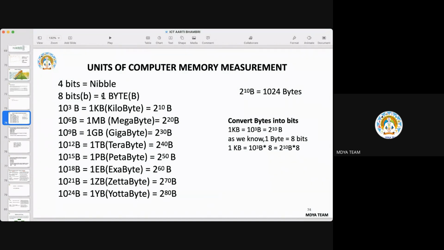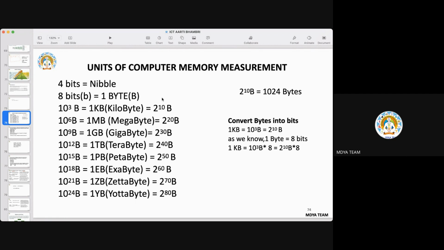But a bit is just 0 and 1, so this is a very small unit. The information we talk about is a number of bits. A combination of 4 bits we call a nibble, and a combination of 8 bits is called 1 byte. Bit is always written with a small b and byte with a capital B. That is the difference. All right, 8 bits count as 1 byte.